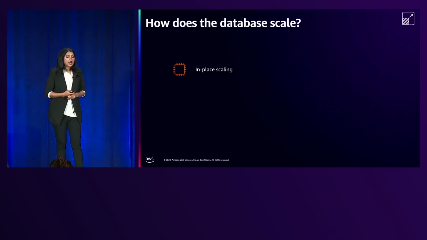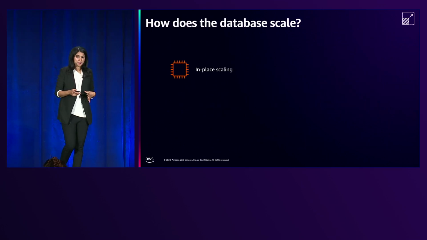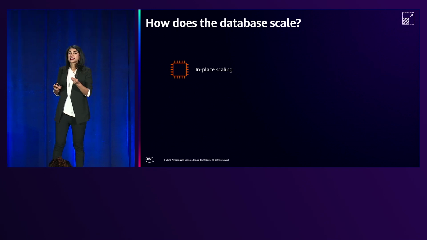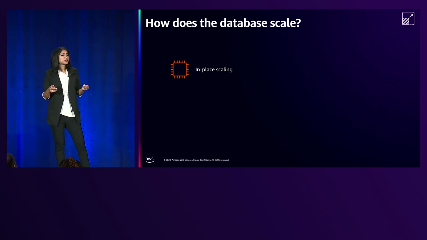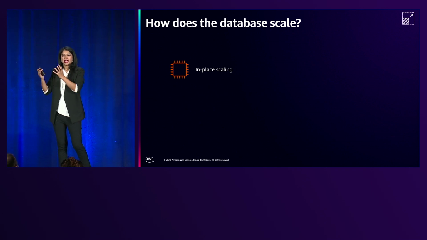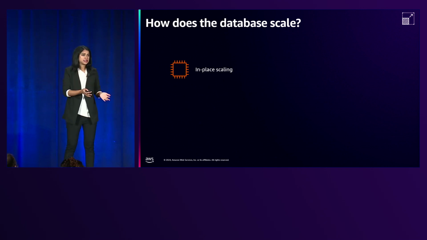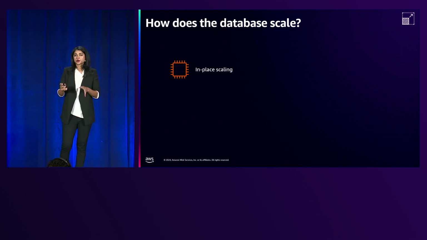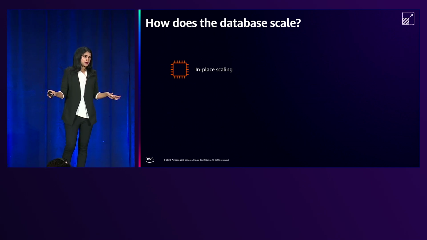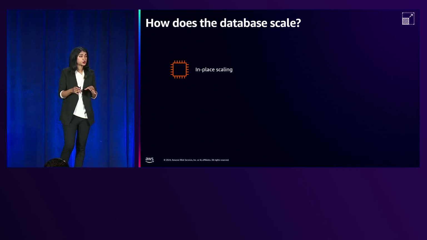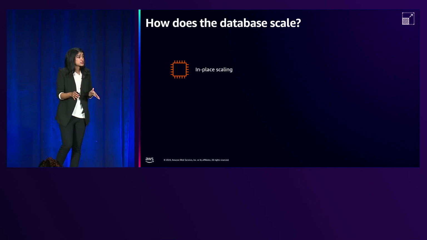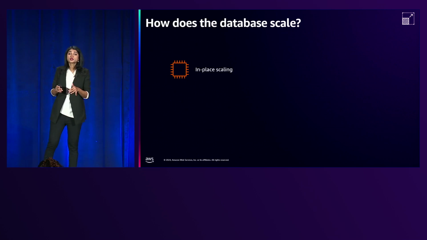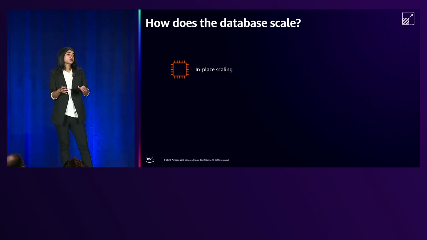Now, how does the database actually scale? We scale by a process called in-place scaling. Traditionally, when you think about scaling, it's more of a failover mechanism where you go from one database instance and fail over to another database instance. For Aurora Serverless, none of that happens. What we do is take a running database process and allocate more resources to it. The workload needs more CPU resources, more memory resources, so we give those resources to the running database process.